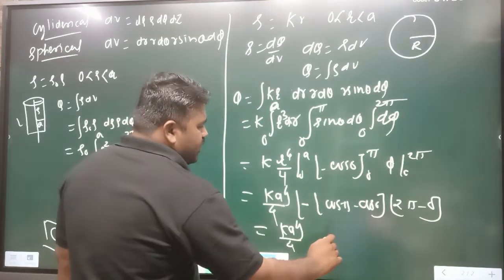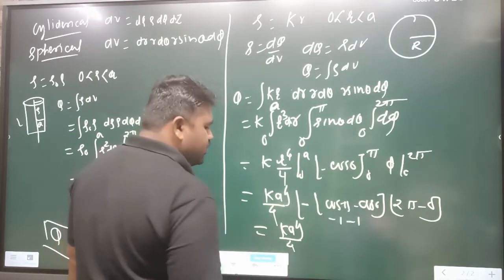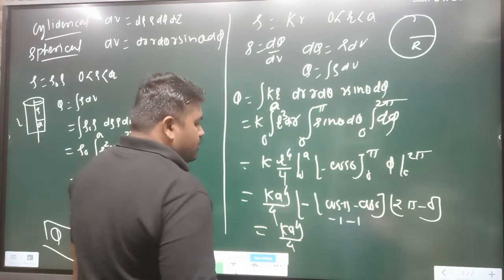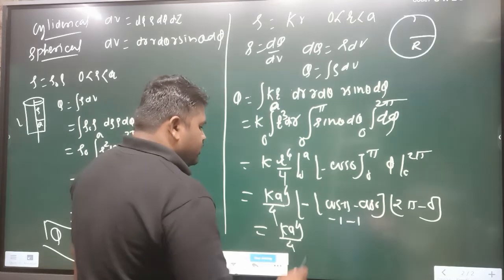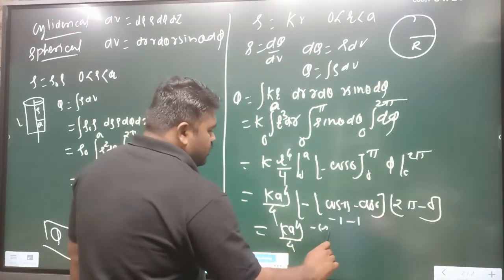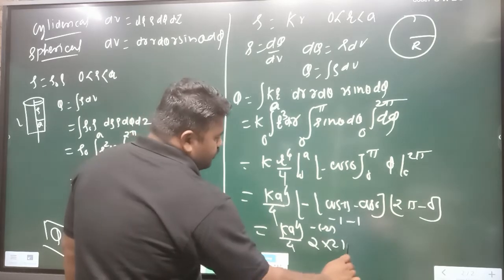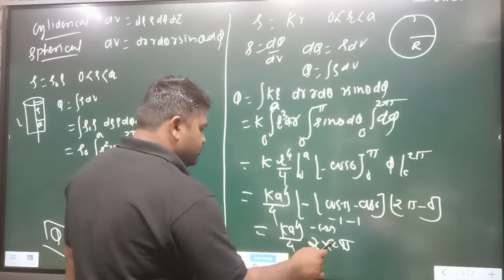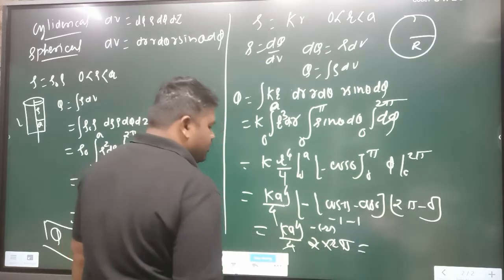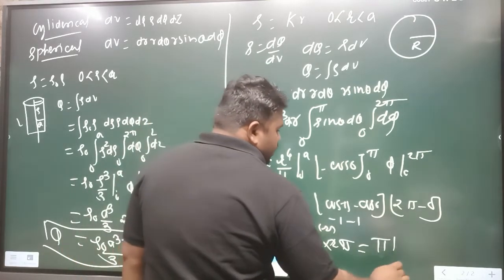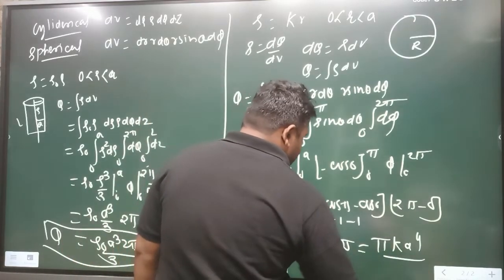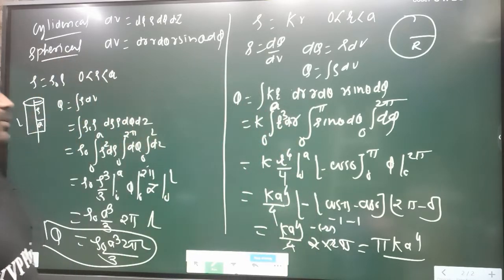Cos pi is minus 1, cos 0 is plus 1, but outside is minus. So minus 1 minus 1 gives minus 2, and minus 2 into minus 1 gives plus 2, into 2 pi. This 2 and 4 get cancelled. This is equal to pi k a to the power 4. This much amount of charge is present on the sphere.